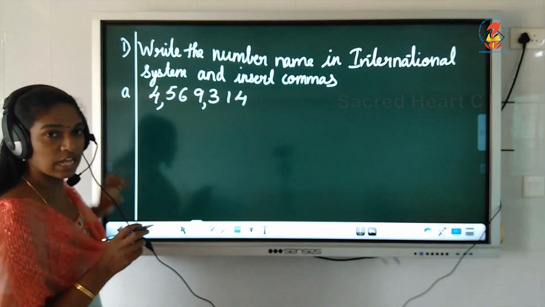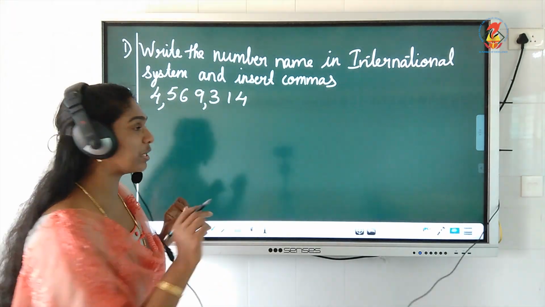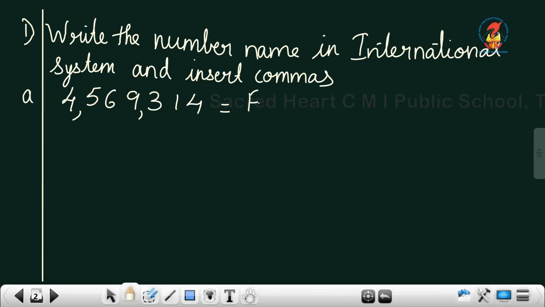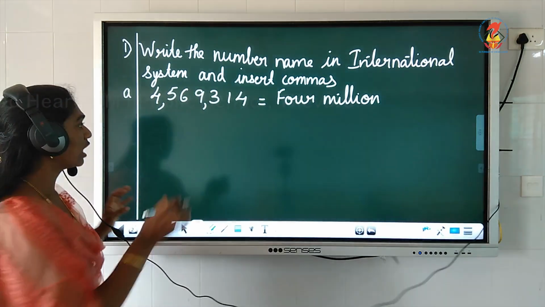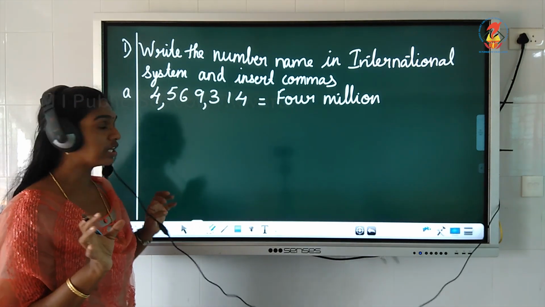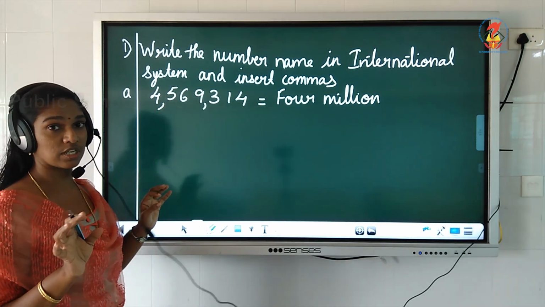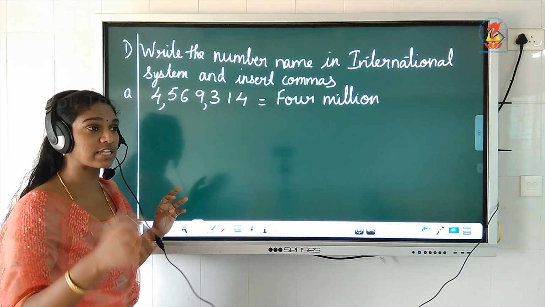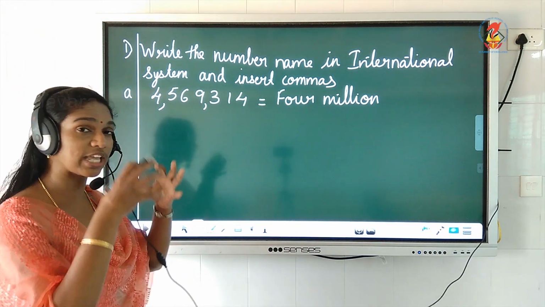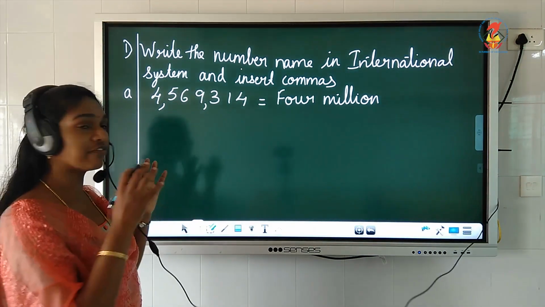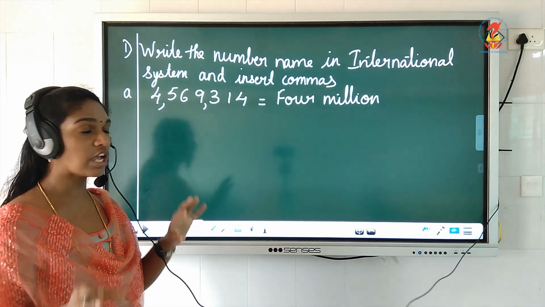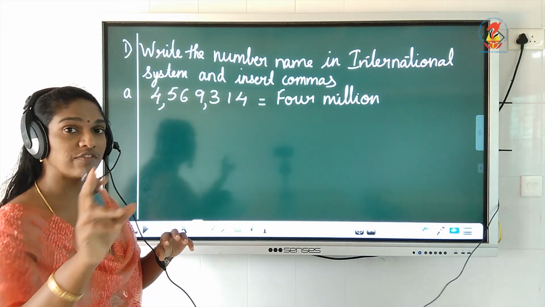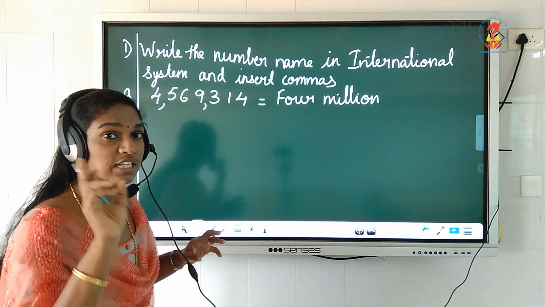We know 4 is coming in the millions period. So first you will write 4 million. Okay, so millions period is over. Then you have the thousands period. Thousands period, there are 3 numbers. You should not read the numbers separately, 5, 6, 9, no. You should read it together. How do you read it together? 569. Yes, 569. And which is that period? That period is thousands period.